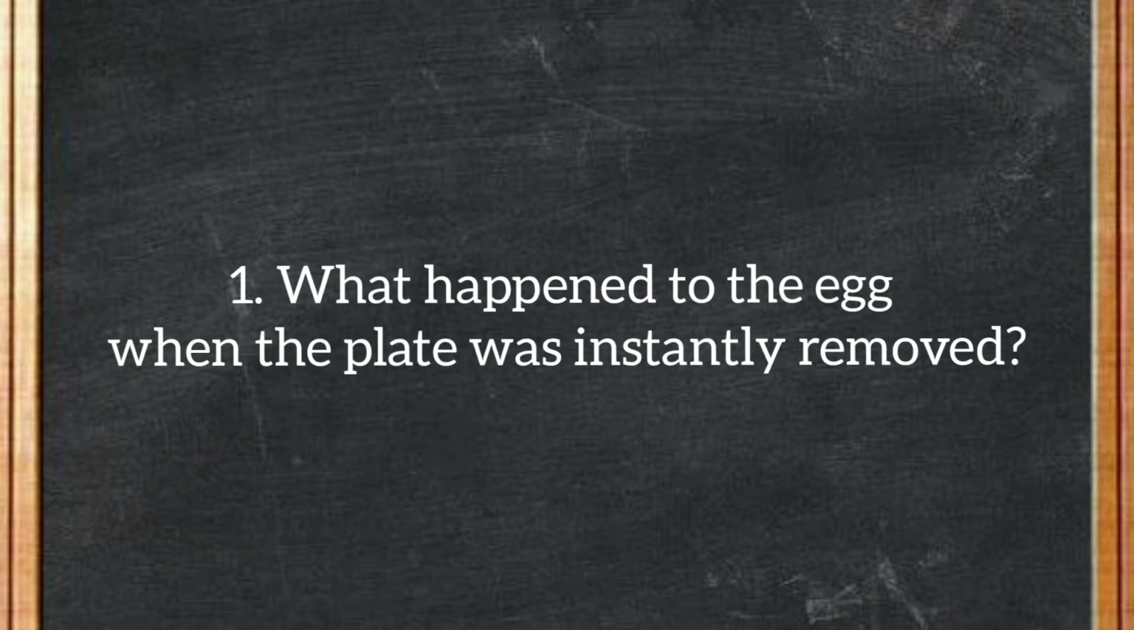Now we shall proceed to our questions. When the plate was removed, the egg remained where it was because there was no force acting on it. That's the law of inertia. But since there was nothing below it anymore, the acceleration due to gravity pulled it downwards, thus the egg falling into the cup of water.